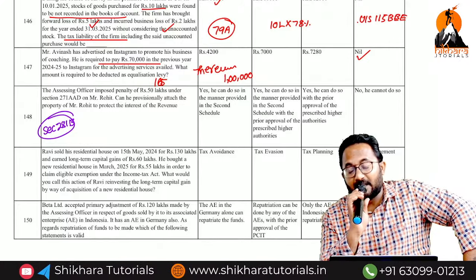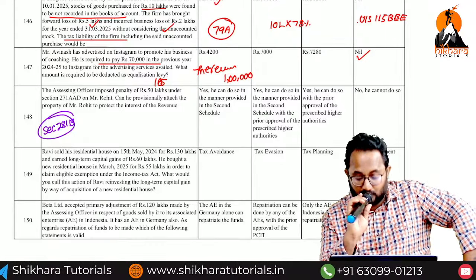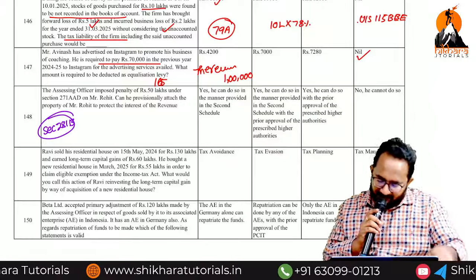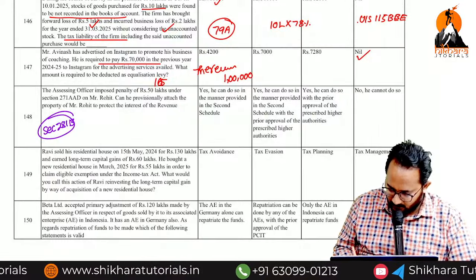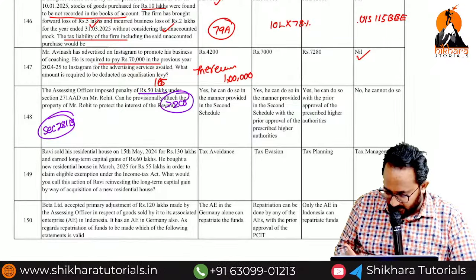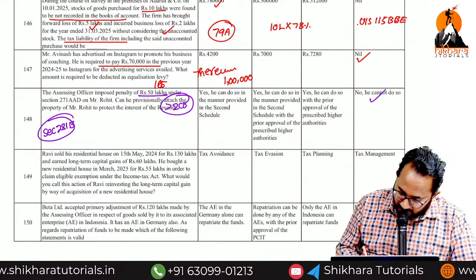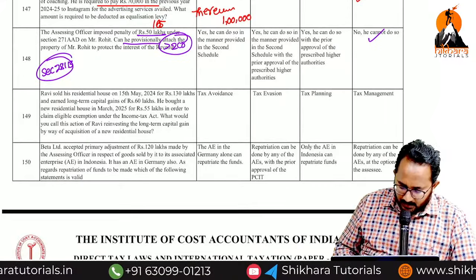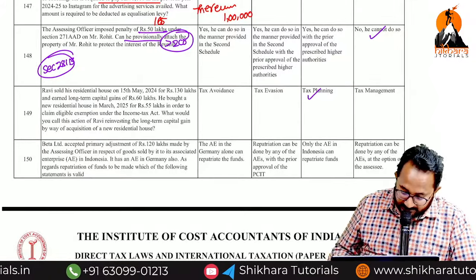When can you apply the provisional attachment concept? If the penalty amount under section 271AAD is more than 2 crore. But in our example, how much amount? It is 50 lakh. More than 2 crores only we can apply. Here it is 50 lakh. That's why he cannot do provisional attachment. Next, he sold one residential house and purchased a residential house. It is an act of what? Tax planning.